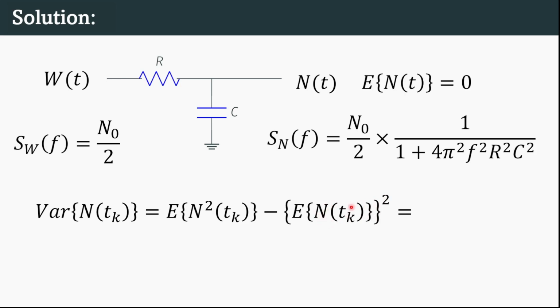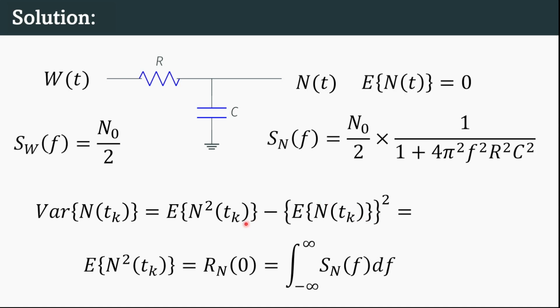Okay, and we already know that expectation of n of t is 0, and hence expectation of n of tk also would be equal to 0, and hence this expression simplifies to expectation of n square of tk. So this is nothing but the autocorrelation function evaluated at tau equal to 0. But by using the Fourier transform properties, we can easily see that Rn of 0 is nothing but the area of the power spectral density.